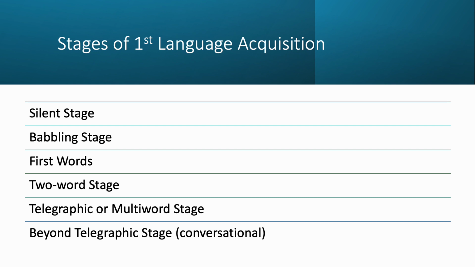Then they'll start to put their first words, 1 or 2, up to 10 single words. Then they'll be putting 2 words together to describe a certain idea or a want or a need. After that, they'll get into the telegraphic or multi-word stage, in which they'll be putting multiple words together. There may be grammatical or pronunciation errors, but they will be understood. After that, they get into the beyond telegraphic stage, where they really start to get conversational and have a good grasp of the grammar.